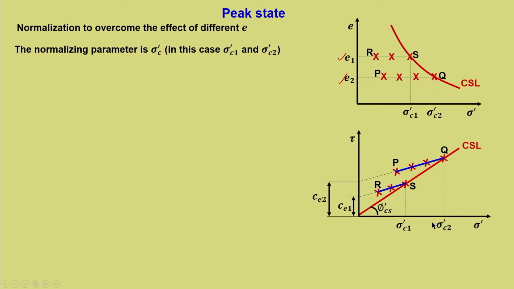So, sigma dash C1 for E1 series and sigma dash C2 for E2 series. This will be the normalizing parameter, and what we will normalize? We will normalize tau and sigma dash. So, the normalized parameters are tau by sigma dash C, sigma dash by sigma dash C. We have done this in the previous lecture, and we have seen that critical state line and normal consolidated line comes to a particular point. The line is represented by a point. How this is so? Please refer back to those lectures.